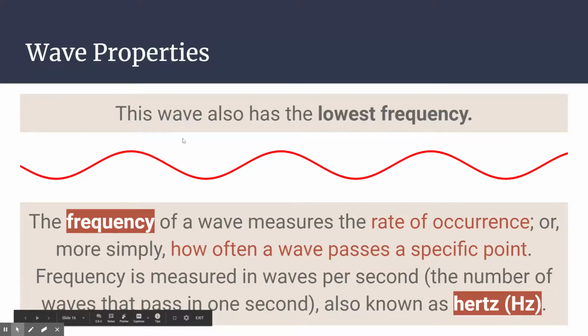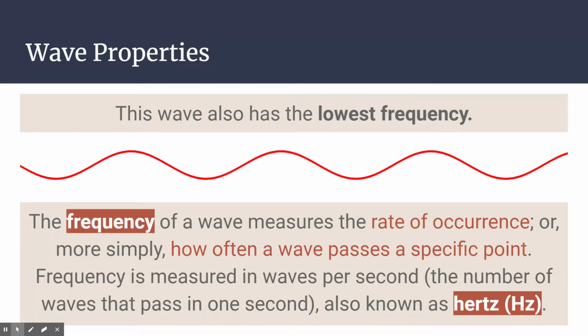So the red wave, again, it had the longest wavelength. It also has the lowest frequency. So if we think about the term frequency, just outside of science, outside of waves, we're talking about how often something happens. If I ask you, how frequently do you go to the gym? I want to know, how often are you going? Maybe you go 3 times a week. That's the frequency with which you go to the gym.